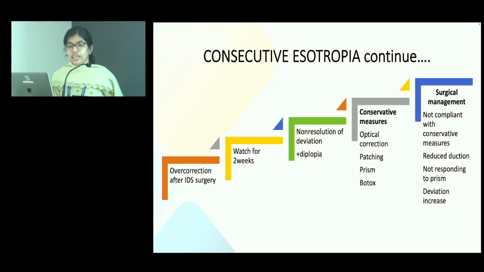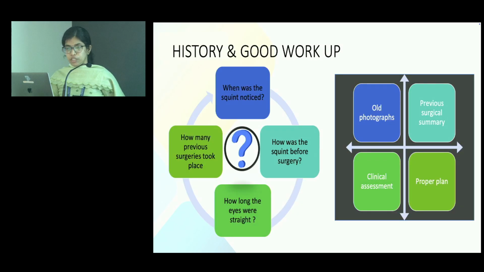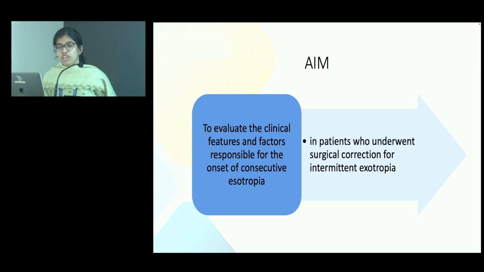An initial overcorrection after intermittent divergent squint surgery is preferred. However, if it persists for more than 2 weeks, we go ahead with the conservative measure, and if the conservative measure fails, we go ahead with the surgical management. Hence, a thorough history and a good workup, looking into the old photographs and previous surgical summary, is needed to plan for consecutive strabismus. Here, we aim to evaluate the clinical features and factors responsible for the onset of consecutive esotropia in patients who underwent surgical correction for intermittent exotropia.